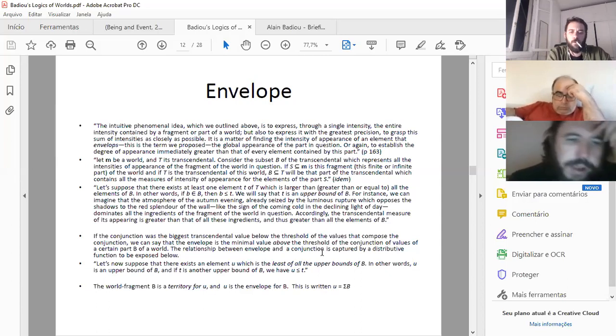So then it goes on. Let's suppose that there exists at least one element T of T which is greater than or equal to all the elements of B. In other words, if little b belongs to the set B, then b is lesser or equal to T. We will say that T is an upper bound of B. For instance, we can imagine that the atmosphere of the autumn evening, already seized by the luminous rupture which opposes the shadows to the red splendor of the wall, like the sign of the coming cold in the declining light of day, dominates all the ingredients of the fragments of the world in question.